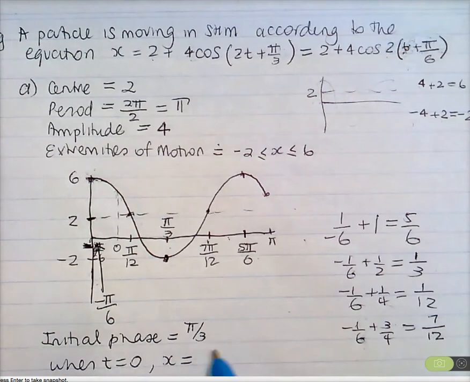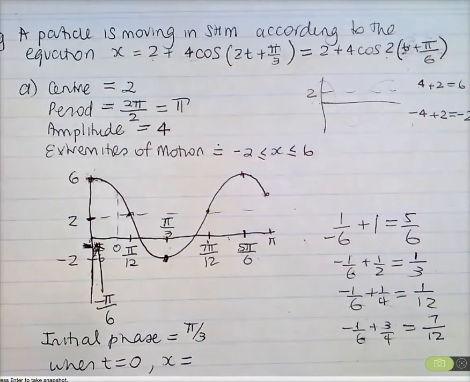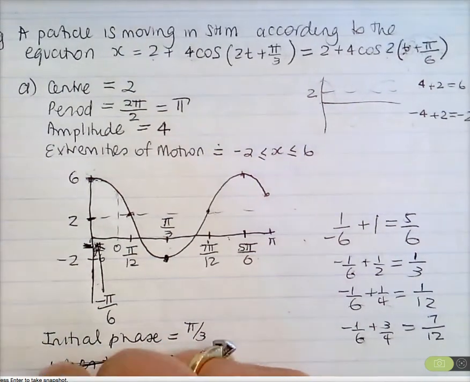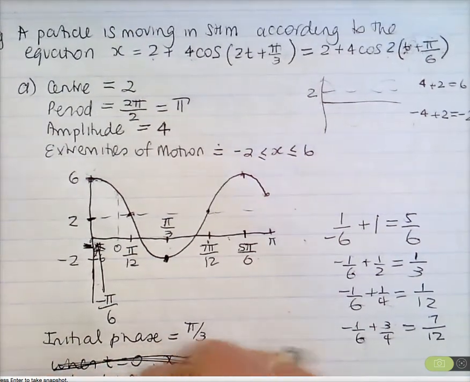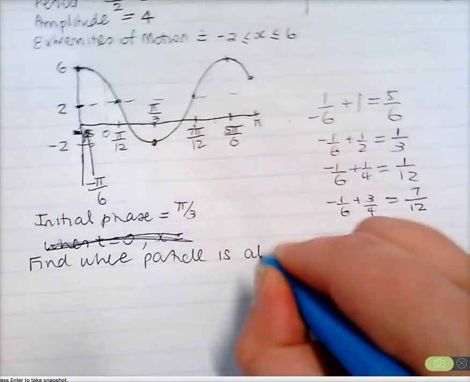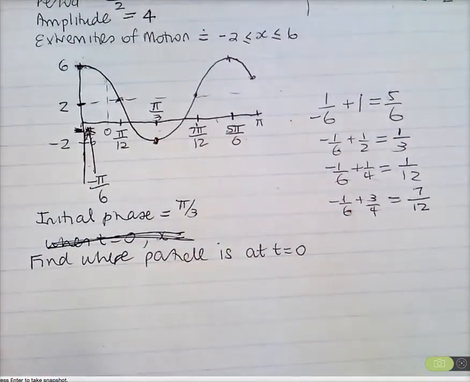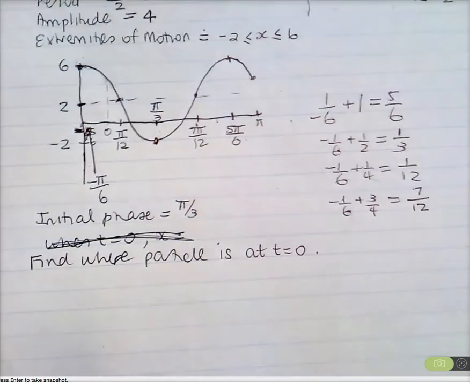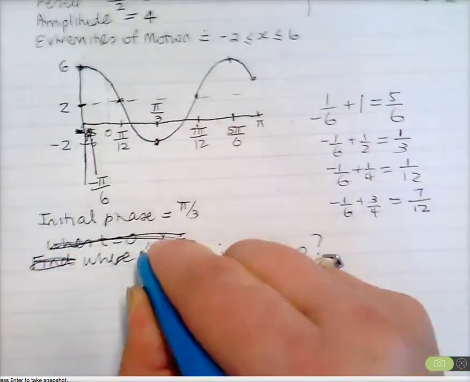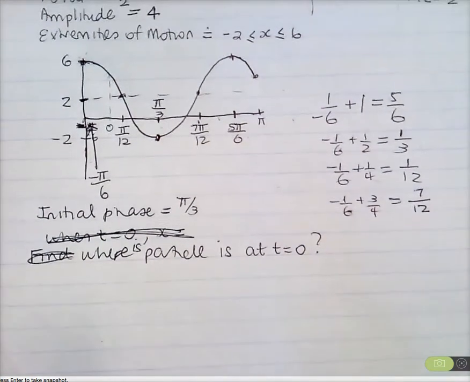So the initial phase is that. Where is the particle at time t equals 0? Sorry, I haven't put the question. When t is 0, where's the particle? All right, I'll write it down. Find where the particle is at t equals 0. Where is the particle at t is 0? Where is the particle? What have we got? I want to finish this. Where is the particle at t is 0?